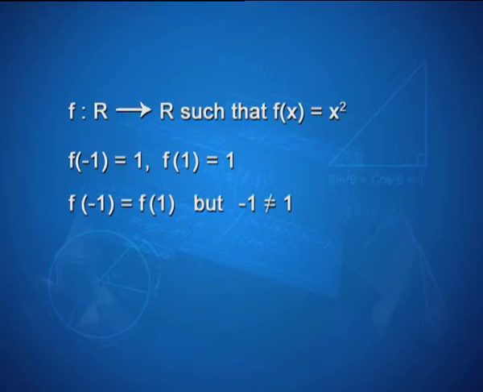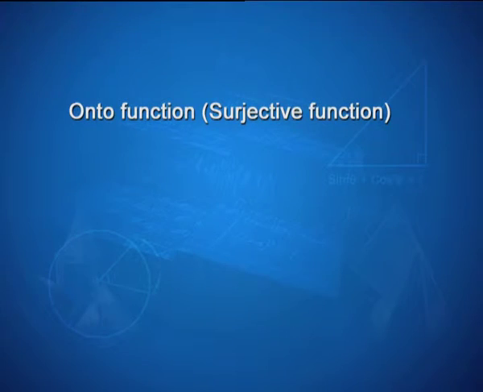That means image of minus 1 is 1, image of 1 is also 1. That means 2 different elements have the same images. So, this function is not a 1-1 function. Next type of function is onto function, which is also called surjective function.